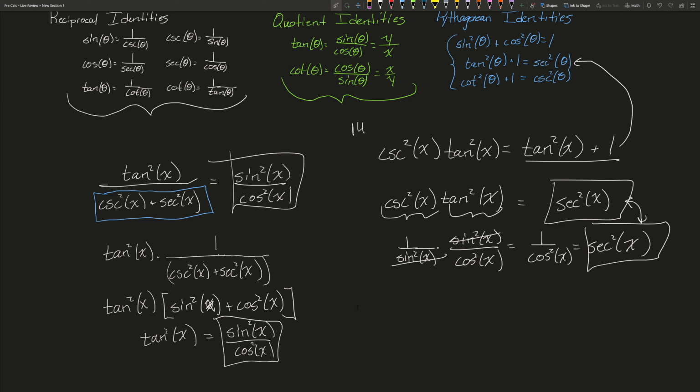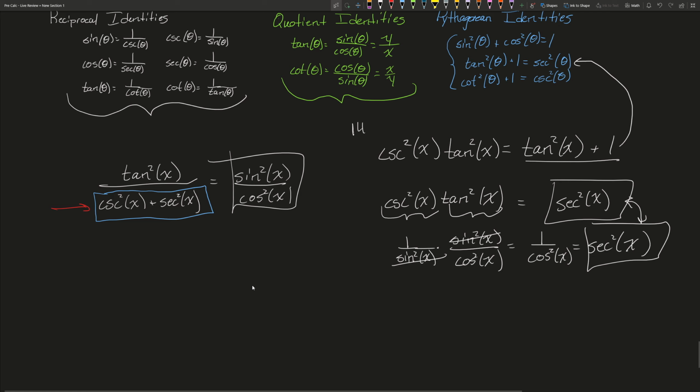So that denominator is cosecant squared plus secant squared. Right? We know that cosecant squared is the reciprocal of sine squared. We know that secant squared is the reciprocal of cosine squared. And we know that sine squared plus cosine squared is equal to 1. All right, so I'm going to redo this maybe so it's a little bit more obvious. So I'm going to copy it.